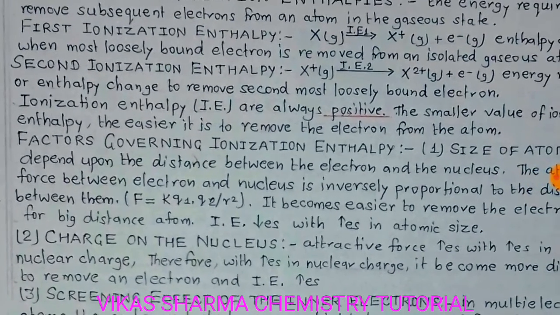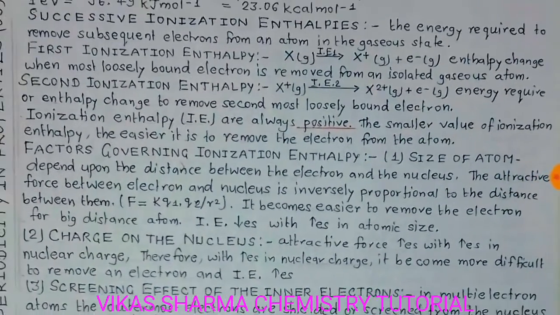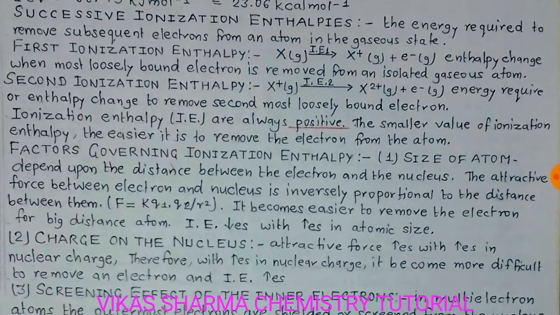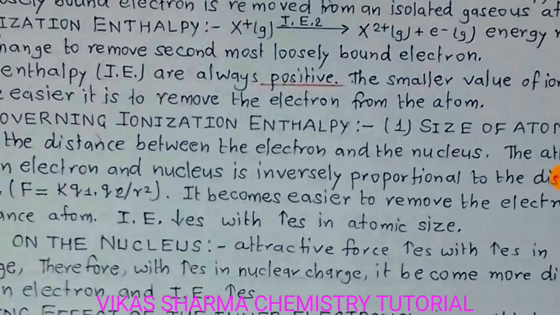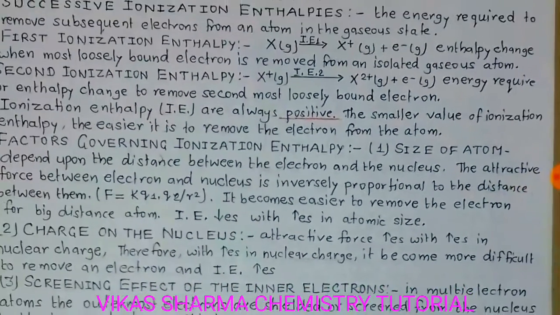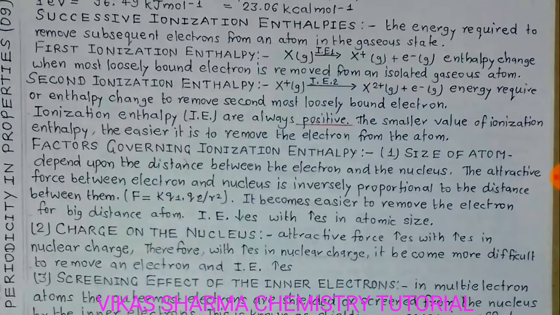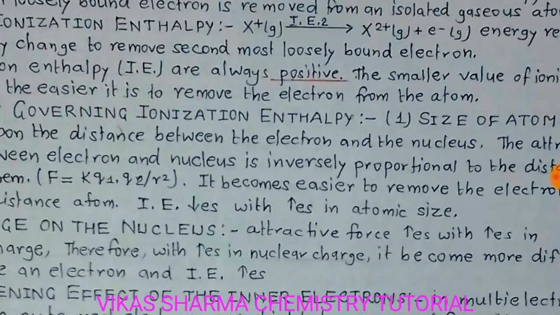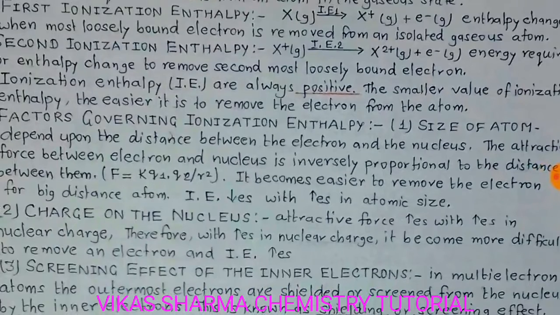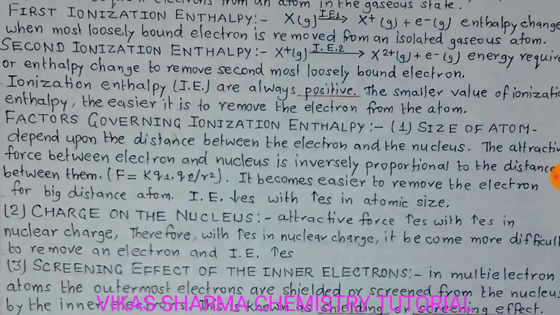Factors governing ionization enthalpy. The first one is the size of the atom. It depends upon the distance between the electrons and the nucleus. The attractive force between electrons and nucleus is inversely proportional to the distance between them, because F is equal to K Q1 into Q2 divided by R square. For a big distance, it becomes easier to remove the electrons. Ionization enthalpy decreases with increase in atomic size. If the size of the atom is small, it is very difficult to remove the electrons from their orbit.